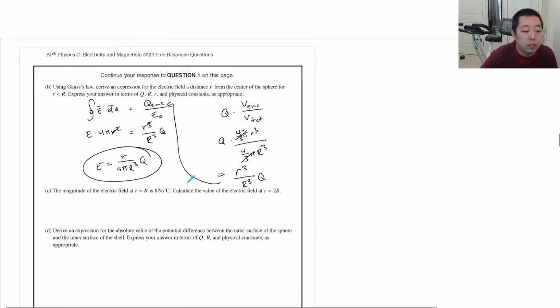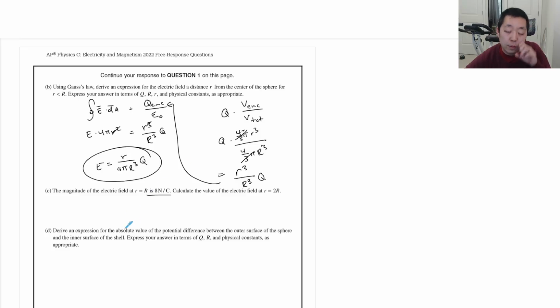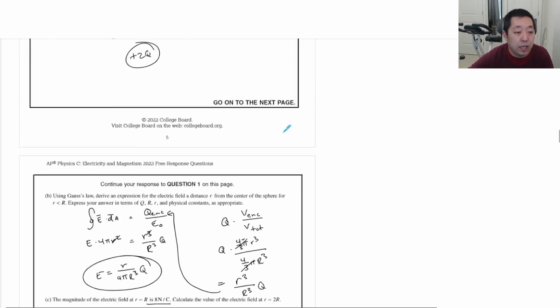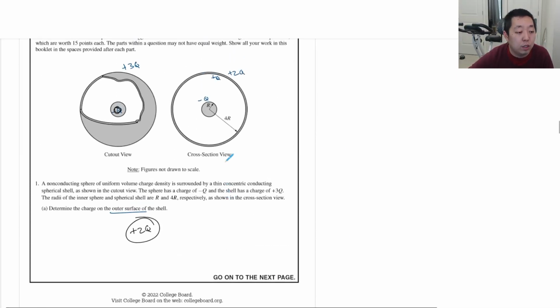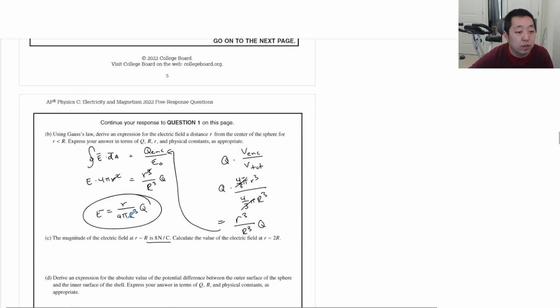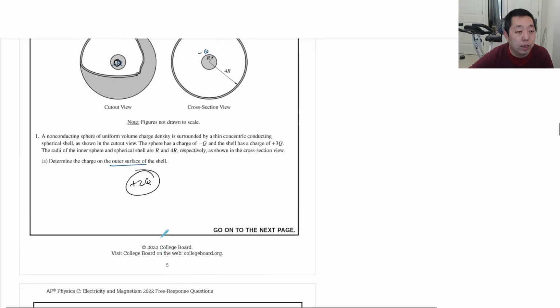The magnitude of the electric field at r is 8 newtons per coulomb. Calculate the value of the electric field at r equals 2r. I don't know why I wouldn't just do Gauss's law. I actually have no idea what this is telling me, other than that you're given that number. You don't know what Q is. So I think what they're saying is you're not going to put your answer in terms of Q in that case, like you did for these. This is going to be a numerical answer.